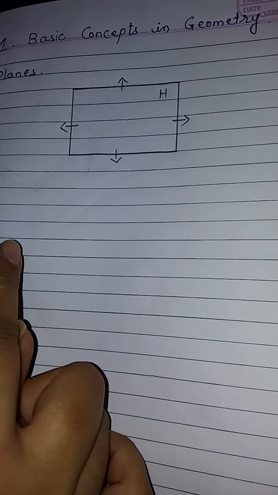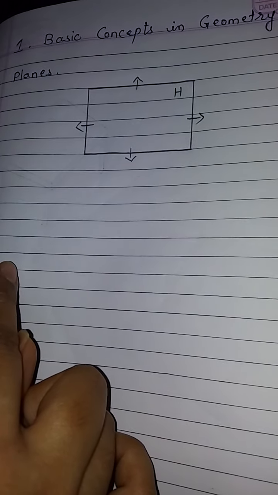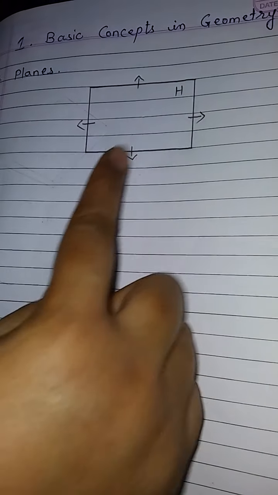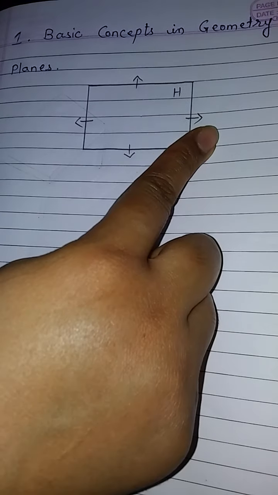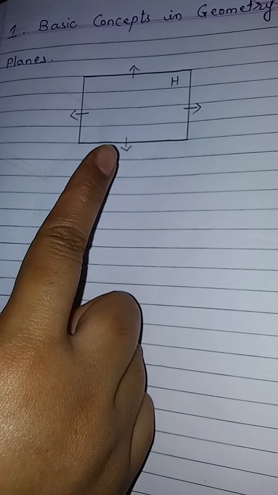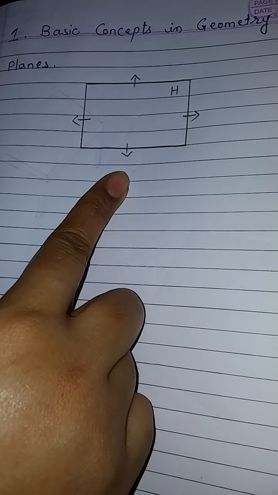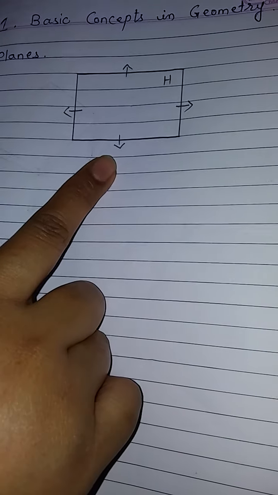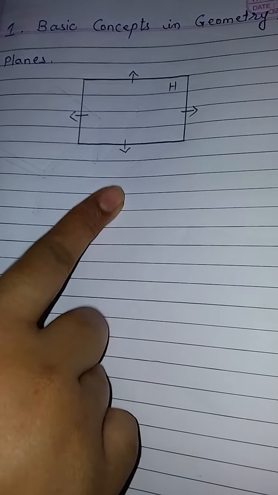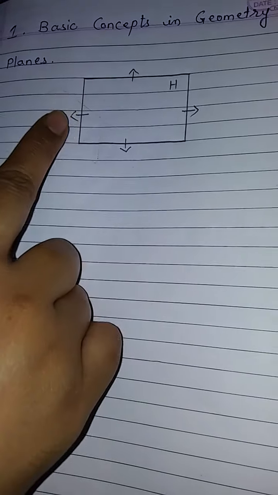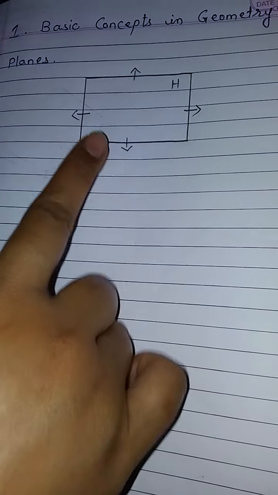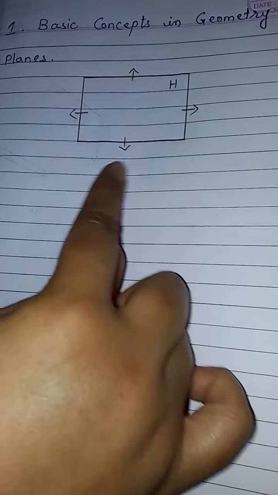Arrows are drawn to show that a plane is extended infinitely in all directions. The meaning of these four arrows is we can extend this plane infinitely in all directions. Means we can extend this plane downside also, upside also, left side also and right side also. This is the meaning of these arrows. We can extend this plane.